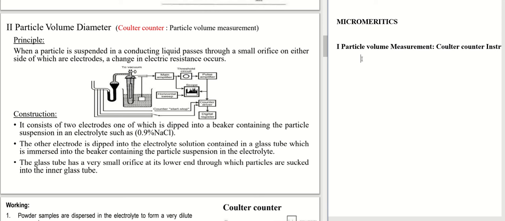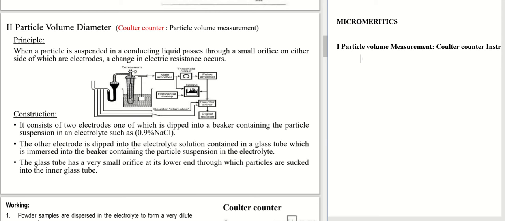Now, let us discuss the principle behind this Coulter counter. Our aim is to determine the particle volume, how much volume will be occupied by the given powder sample. We need to make a suspension of the given powder sample. Now, let us see how this actually works.